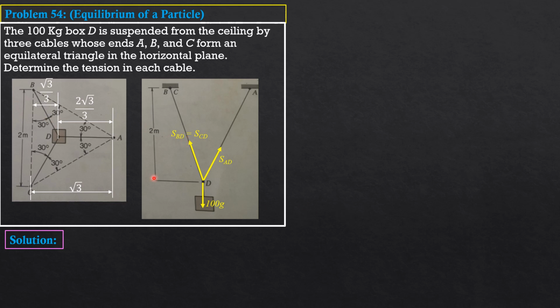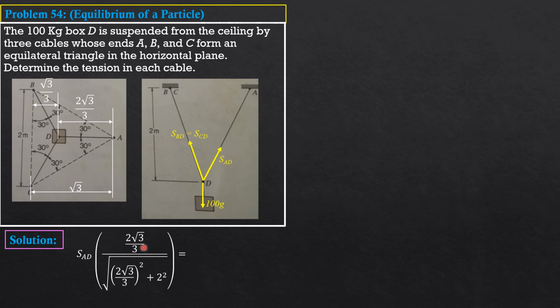So summation of forces horizontal first. SAD times this distance, which is 2 square root of 3 over 3, divided by the distance. There's no movement along this direction, so it is just the square root of (2 square root of 3 over 3) squared plus the vertical distance 2 squared of AD. So SAD times 2 square root of 3 over 3 over the square root of the quantity (2 square root of 3 over 3) squared plus 2 squared.